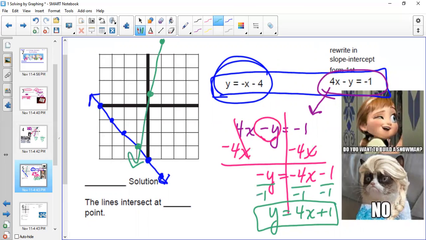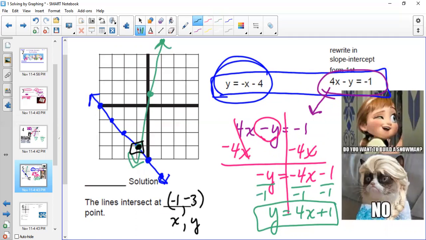Again, we are looking for the one, the only, the point where it crosses, which was right here. That is the solution to our system. And again, be careful when naming your point. It's always x comma y. So it's going to be -1, -3 would be our solution.